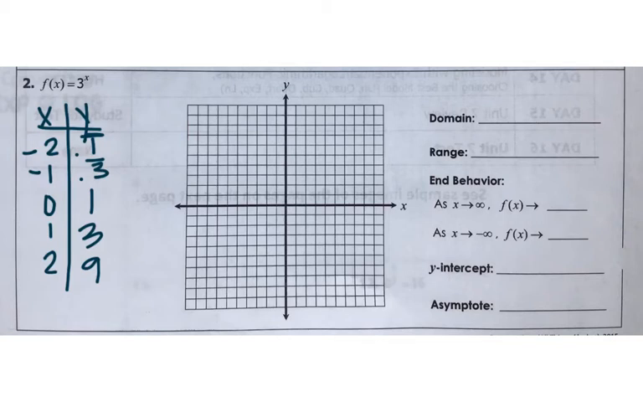So now we are going to plot these points and go ahead and graph our exponential function. So we're going to start with (-2, 0.1). So we're barely going up on the y-axis right there. (-1, 0.3), (0, 1), (1, 3), and (2, 9).